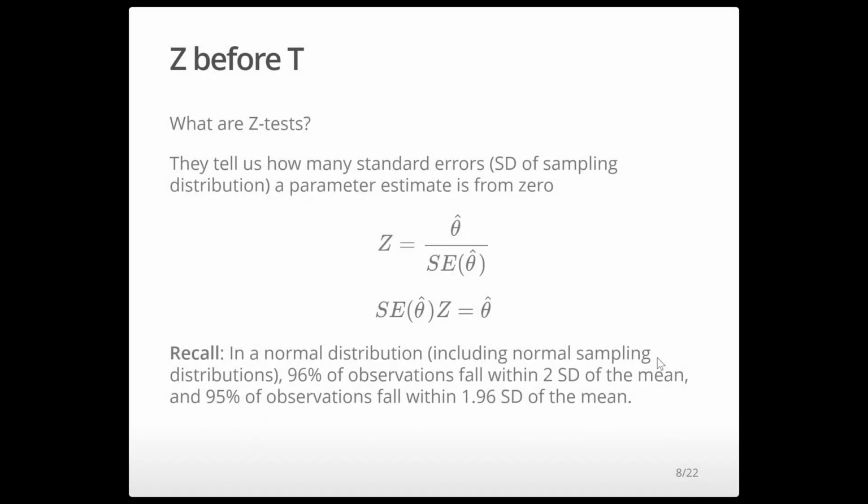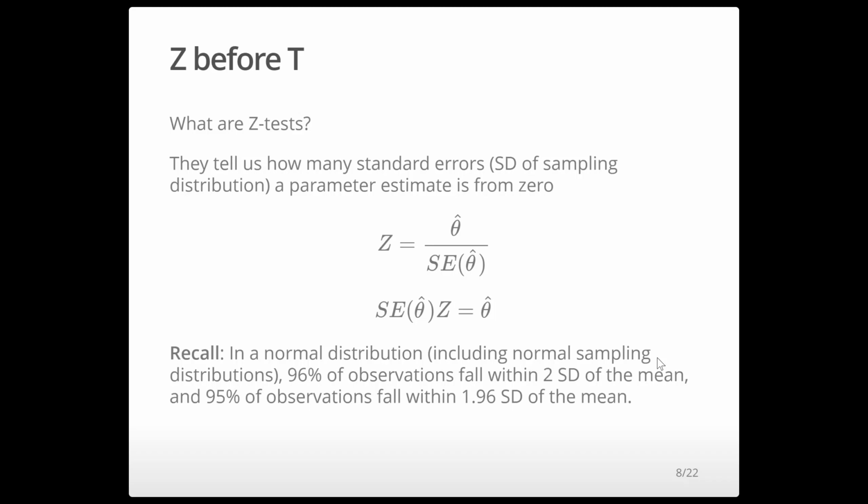Before we do that, we're going to go back in time a bit and talk about some of the fundamental ideas of inference testing in statistics by talking about z-tests. Z-tests are tests that tell us how many standard errors a parameter estimate is from 0, by dividing the parameter estimate by its standard error.